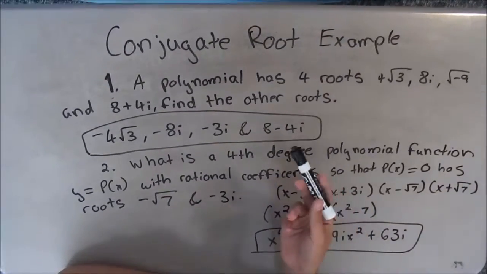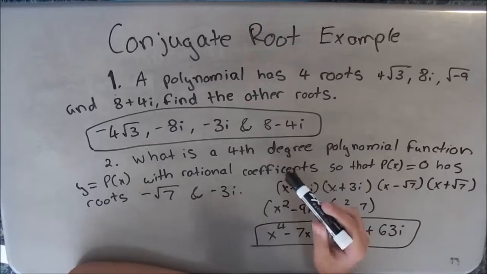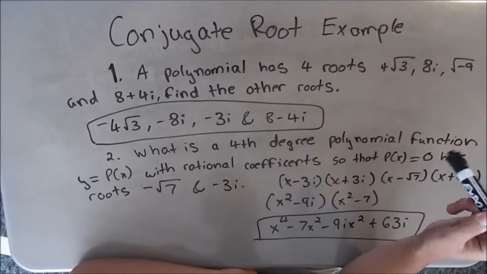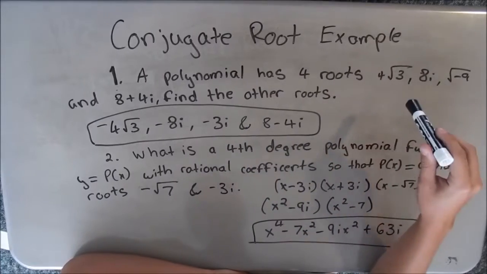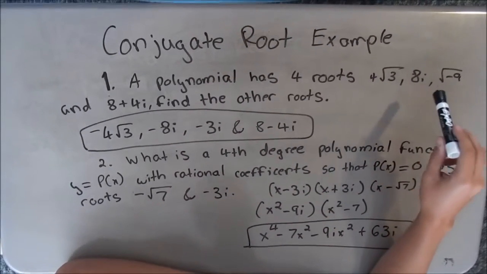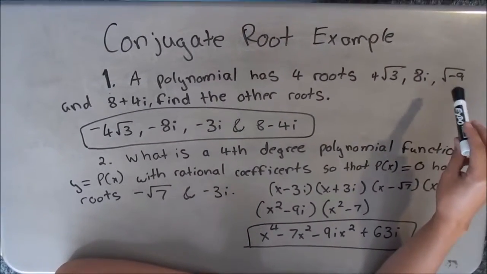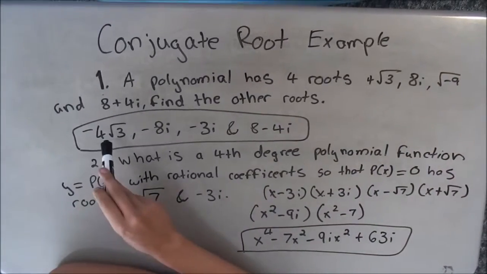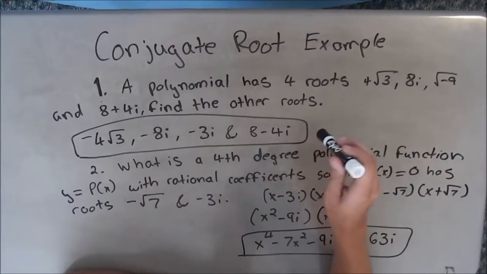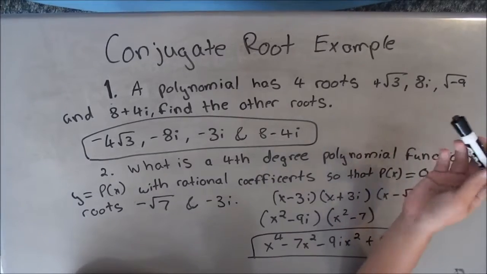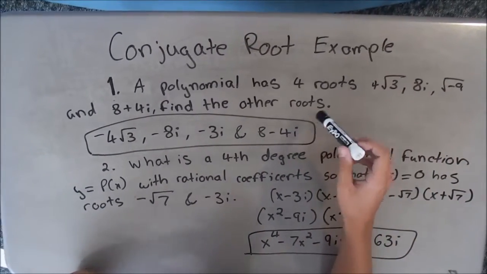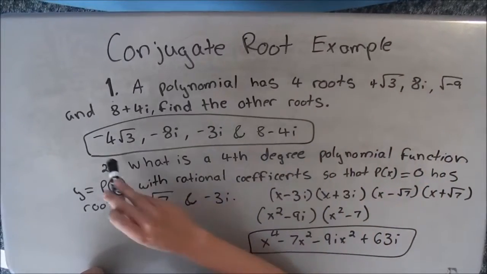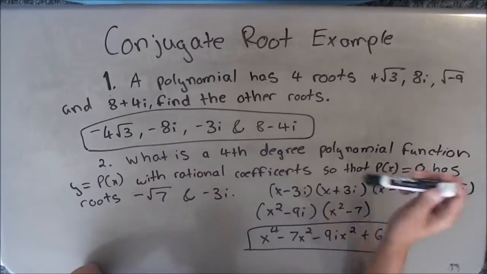So these are some conjugate root examples. The first one is for imaginary. As you can see here, it says a polynomial has 4 roots: 4 square root of 3, 8i, square root of negative 9, and 8 plus 4i. Find the other roots. Since it's using the conjugate root theorem, you just have to find their conjugate pairs, which, as you can see here, we have done.